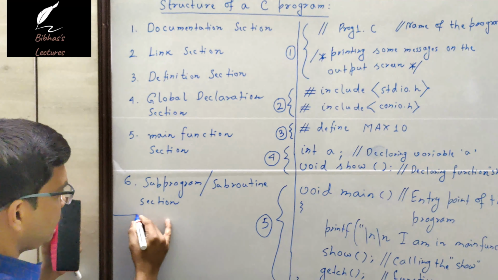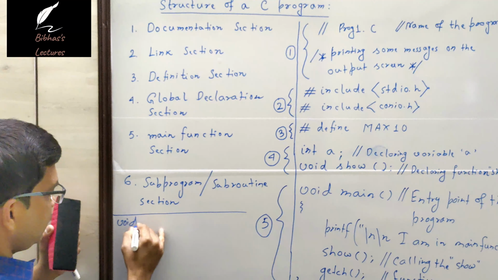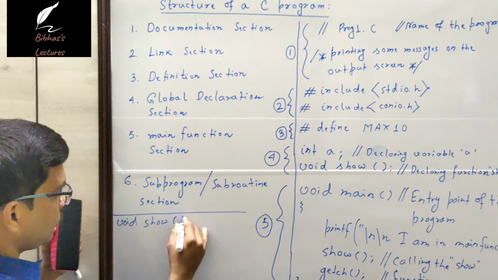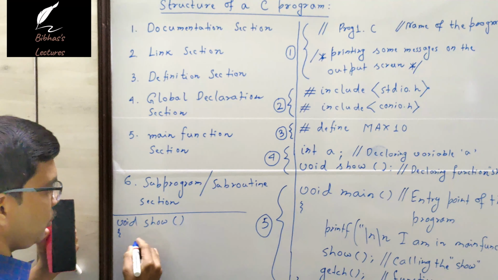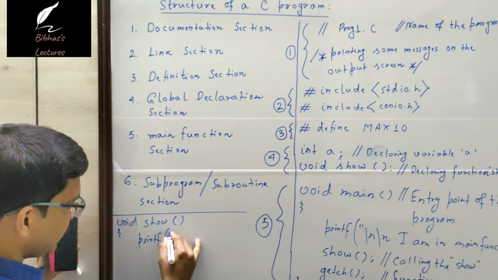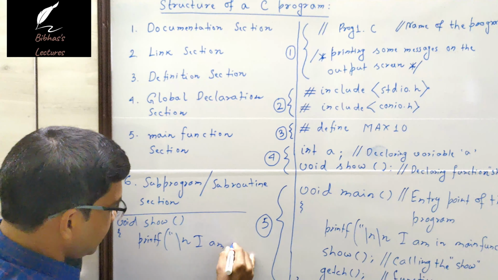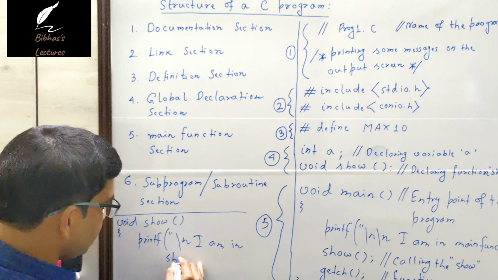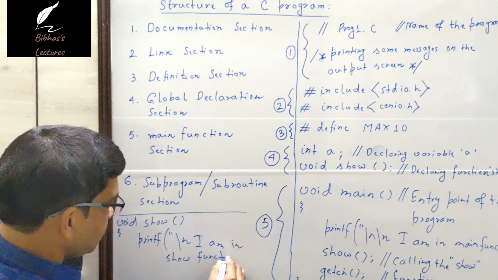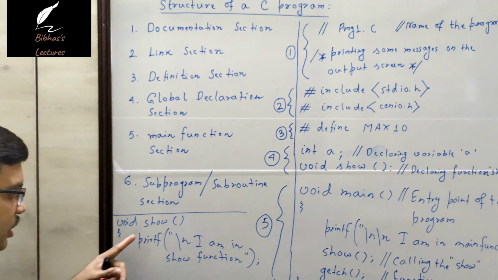So, void show. Now inside show we will just print a line: printf, new line, I am in show function, and that's all, and that is the end of the show function.